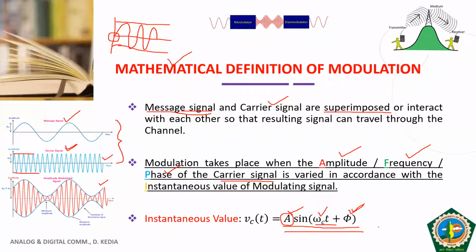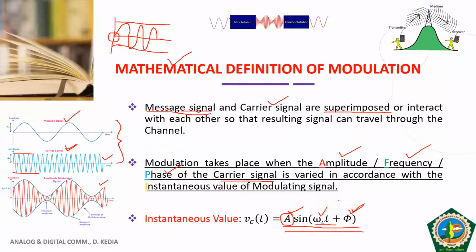Now what we want to do is vary either of these quantities. We will either change the amplitude of the carrier, or change the frequency of the carrier, or change the phase of the carrier. And whatever we change, the other two things will remain constant. Meaning if you change the amplitude, the frequency and phase of the carrier will remain the same. If you change frequency, amplitude and phase will remain the same. If you change phase, then amplitude and the other parameters will remain the same.